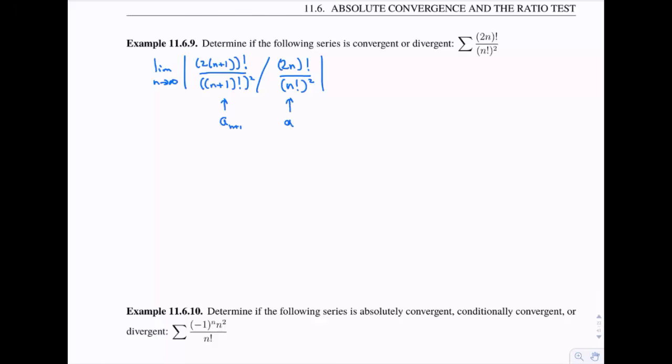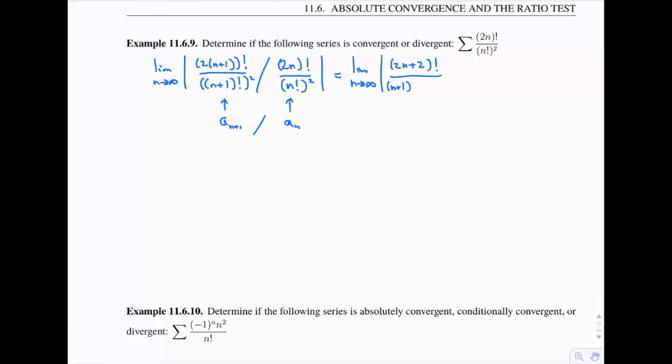And yep, there's my a sub n plus 1. Here's my a sub n, and I've divided these things. Because it's so big, I decided to use a different division sign. So again, instead of dividing, let's go ahead and multiply by the reciprocal of a sub n. And I'm going to go ahead and distribute here as well.